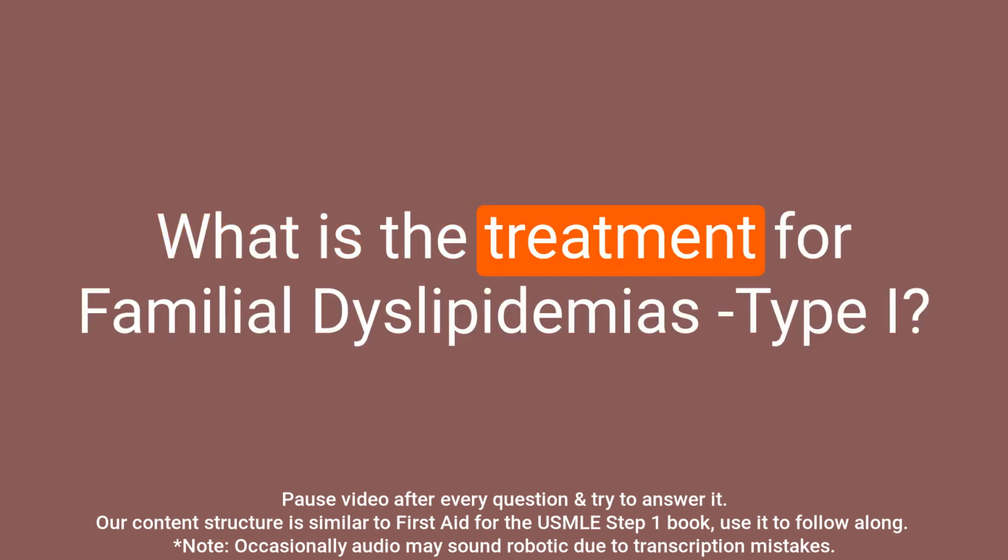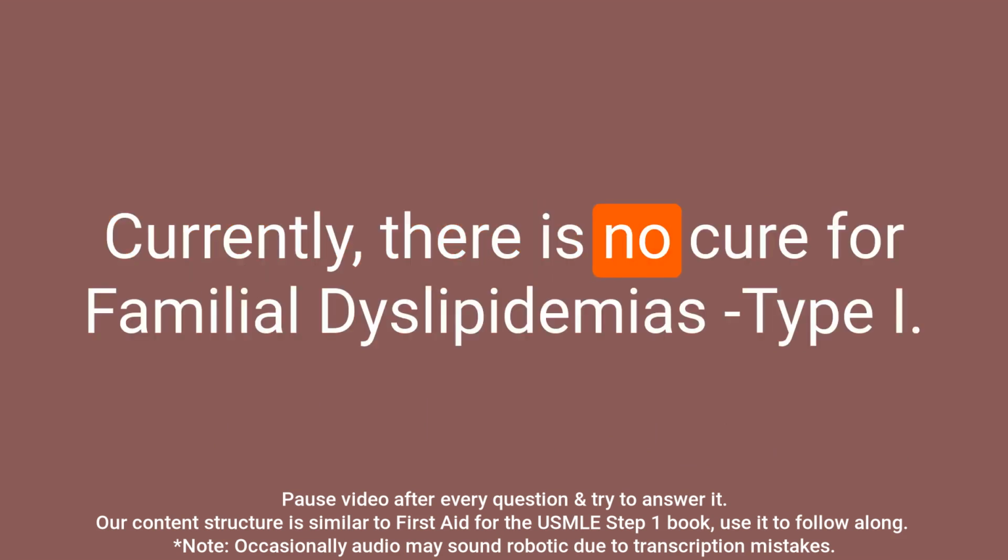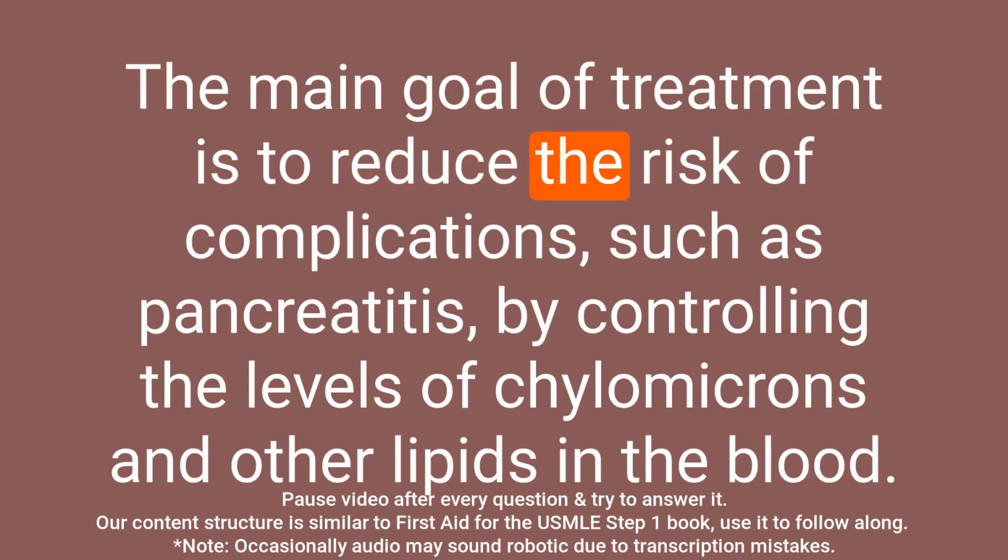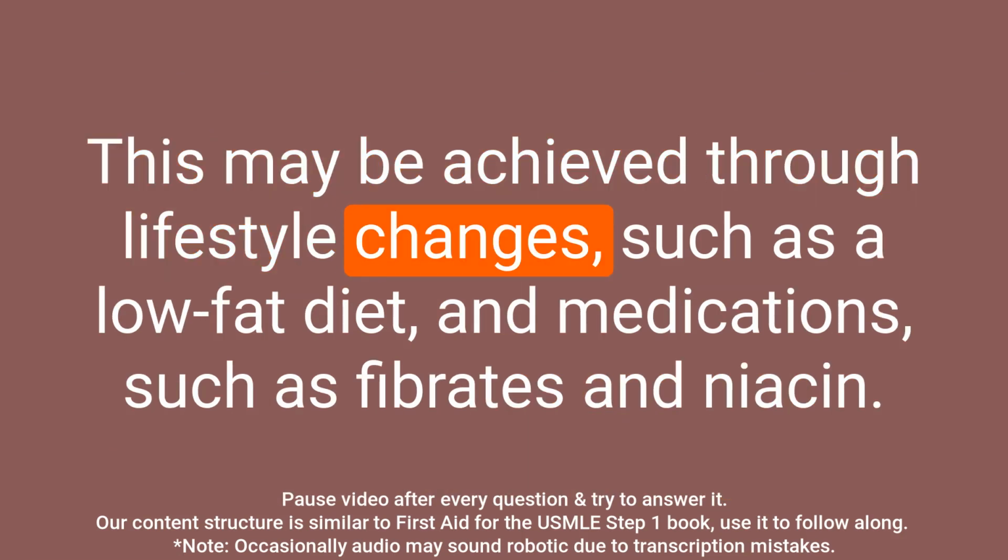Question: What is the treatment for familial dyslipidemias type I? Answer: Currently, there is no cure for familial dyslipidemias type I. The main goal of treatment is to reduce the risk of complications, such as pancreatitis, by controlling the levels of chylomicrons and other lipids in the blood. This may be achieved through lifestyle changes, such as a low-fat diet, and medications, such as fibrates and niacin.